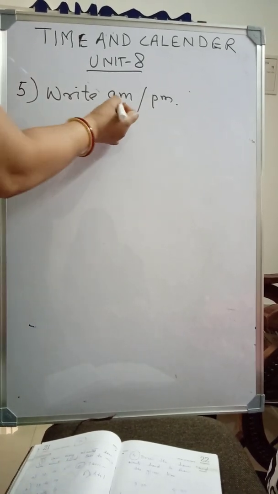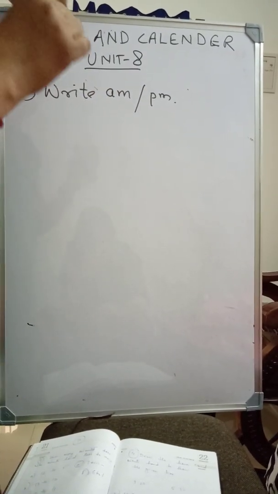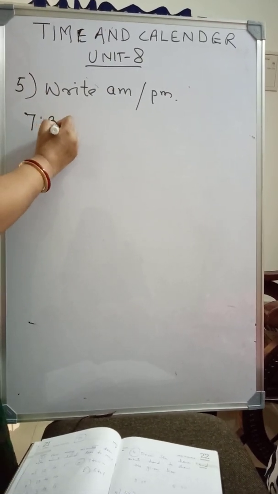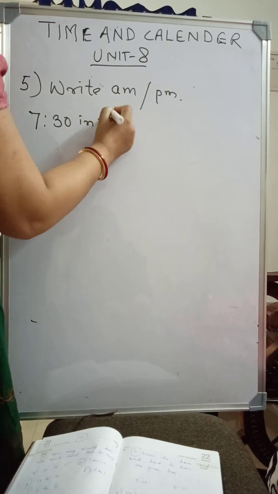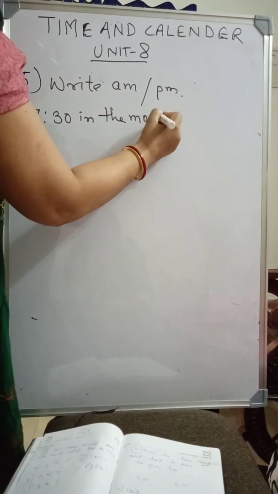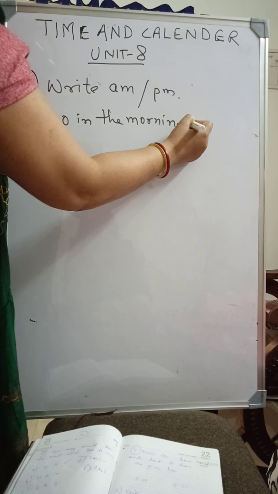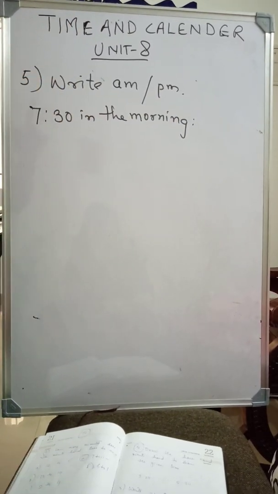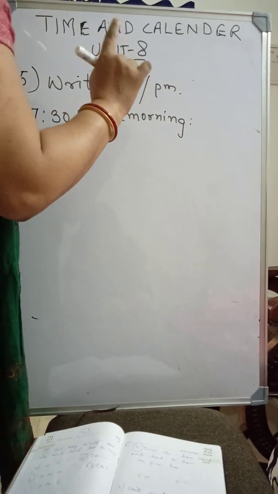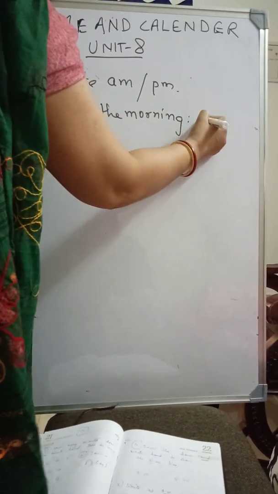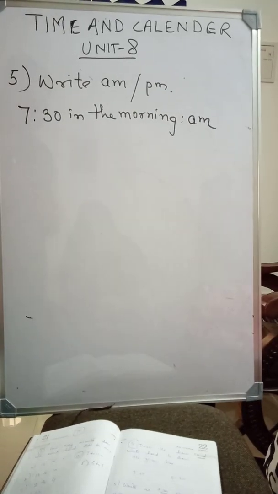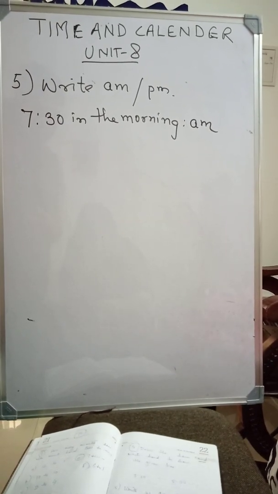The activity that you will do is determined, when you are doing this activity, by this AM or PM. So here is 7:30 in the morning. It means this activity is done in between the midnight of 12 and noon of 12, so it is AM. Similarly, you have to write AM or PM. So you have to do question number 5.